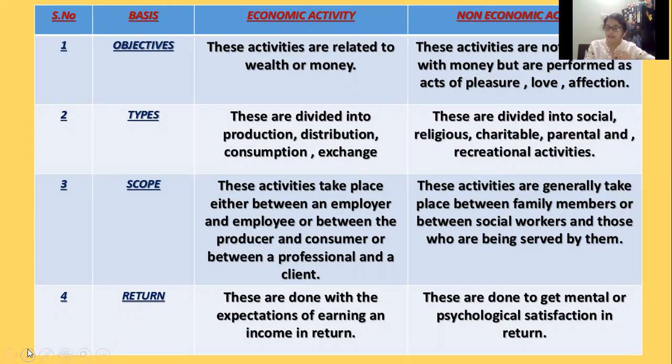Scope: economic activities take place between employer and employee, between producer and consumer. Why? Because one person produces and one person consumes, and the person who consumes has to pay the amount against those services, or between a professional and a client. Non-economic activities generally take place between family members or between social workers and those who are being served by them.